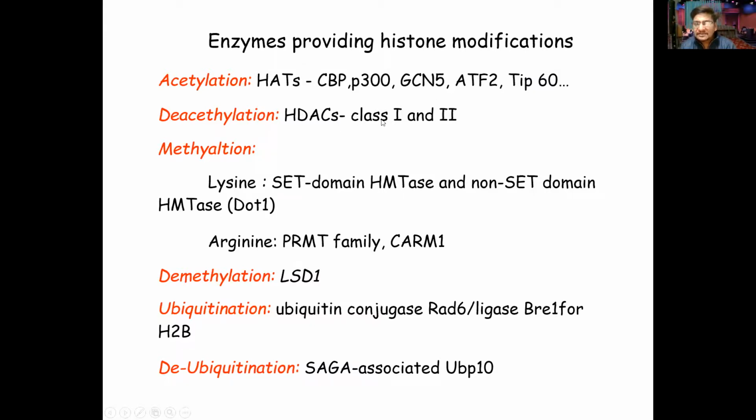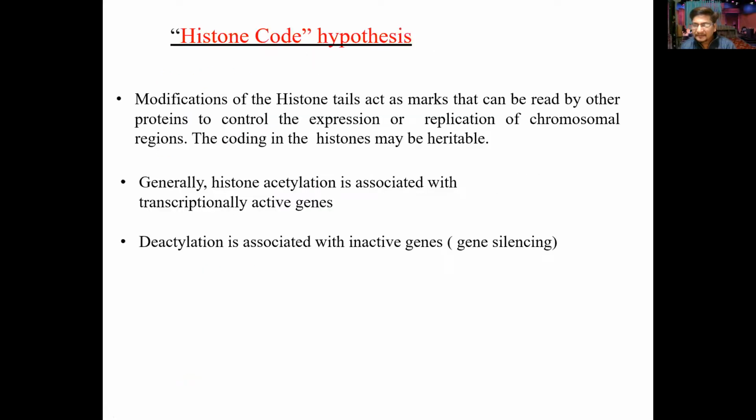Similarly, the deacetylases, which are class 1 and class 2. Methylation is done by both the lysine SET domain HMTase, and the non-SET domain HMTase, which is also called DOT1, and the arginine PRMT family or CARM1. Demethylation is usually done by the LSD1 protein. And ubiquitinylation: whenever a protein is ubiquitinylated, that means the protein is going to be degraded, removed, or denatured. And deubiquitination is associated with the UBP tag, as in SAGA.